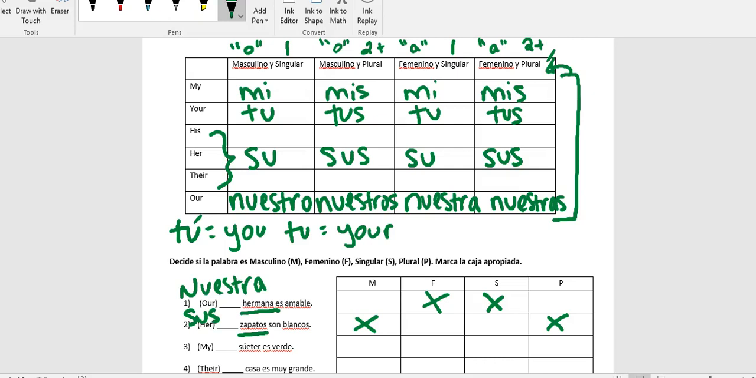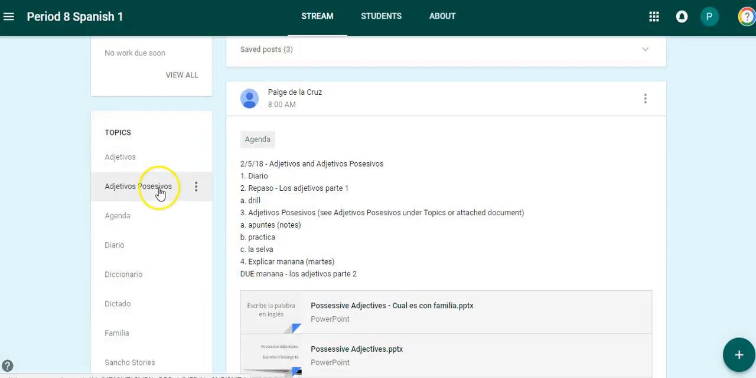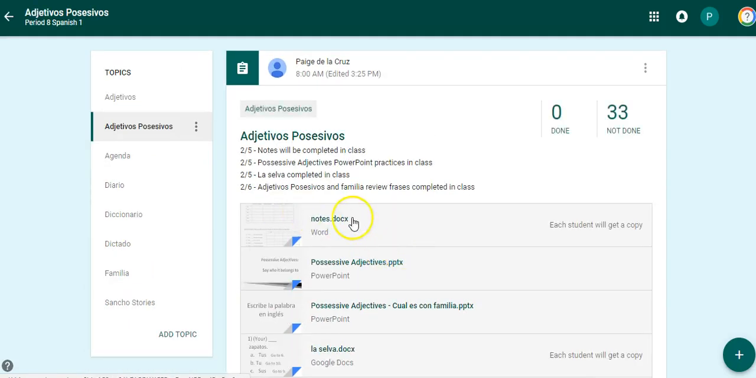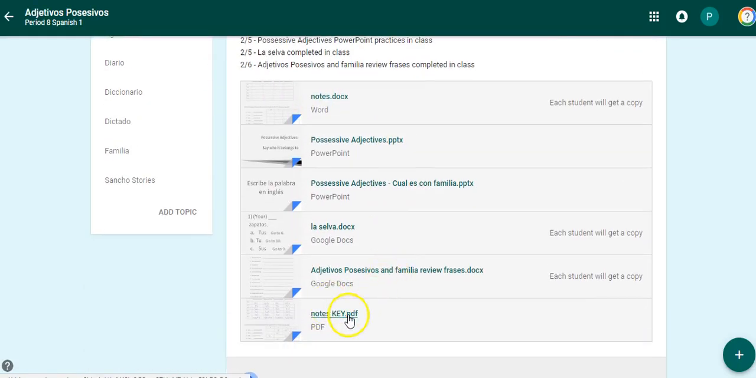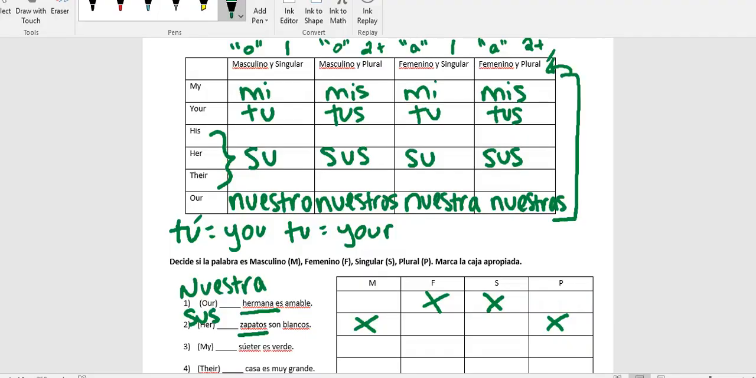Okay, so go ahead and go through and try to fill out the rest of the box, just in the same process we did. You can check for the key. Check the key in Google Classroom. The key is in Google Classroom under Adjetivos posesivos. There's your notes, and there's your notes key. Alright, so you can check your work there. Once you've checked your work, come back to the video.